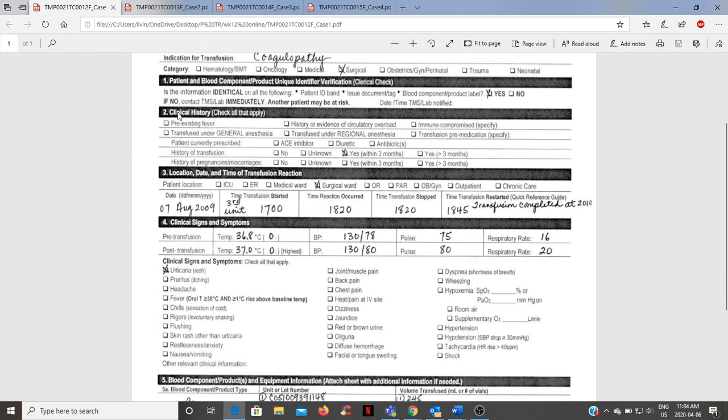So number 2, clinical history. This might be of use to the pathologist. Okay, history of transfusion. Yes, within 3 months. So he did have a transfusion within 3 months. Number 3 is the current transfusion. So we're saying that today is the 7th of August, 2009. We're going back in time.